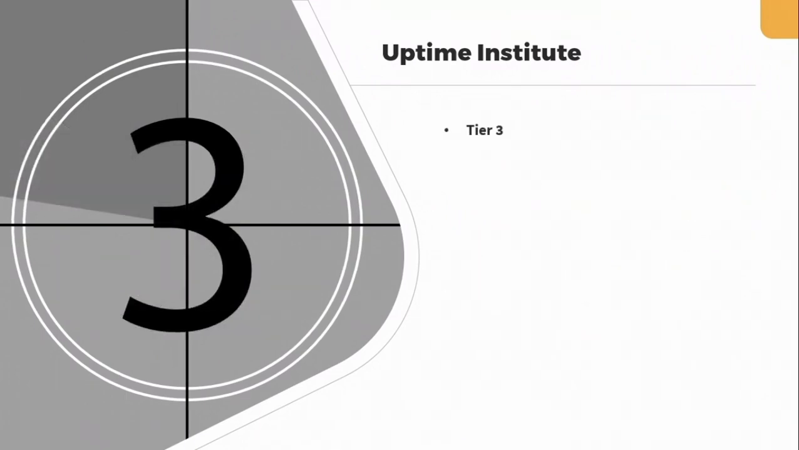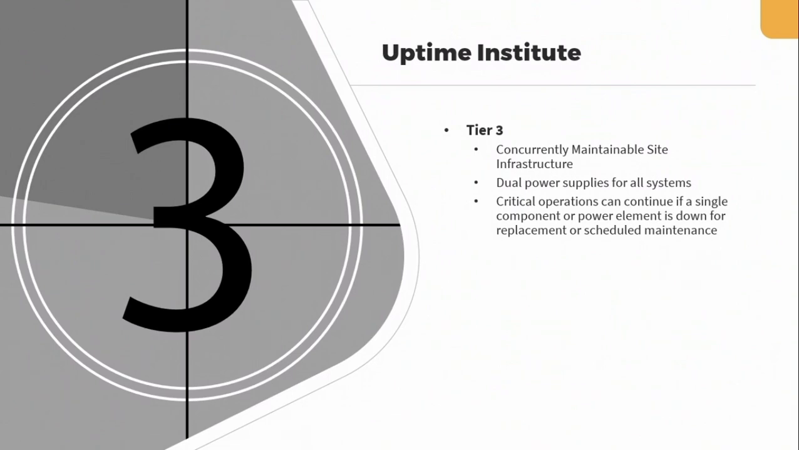A Tier 3 site is called concurrently maintainable site infrastructure. Here, you'll have dual power supplies for all your systems. Critical operations can continue if a single component or power element is down for replacement or scheduled maintenance. Unplanned loss of component may cause downtime, but unplanned loss of a single system will cause downtime. Tier 3 is where many modern commercial data centers are today, or at least they should be.